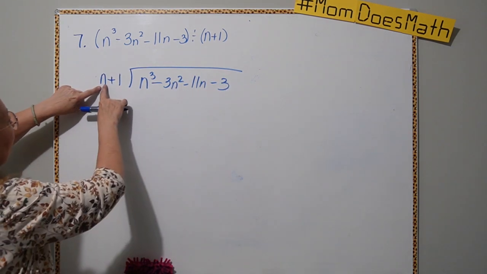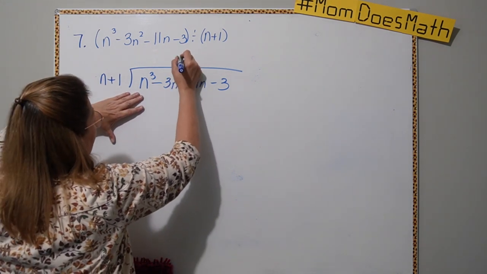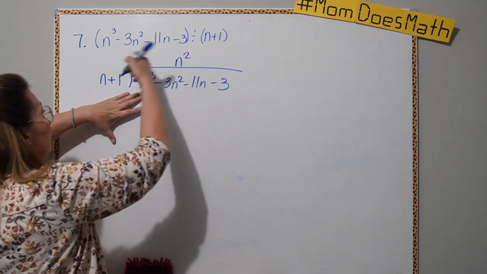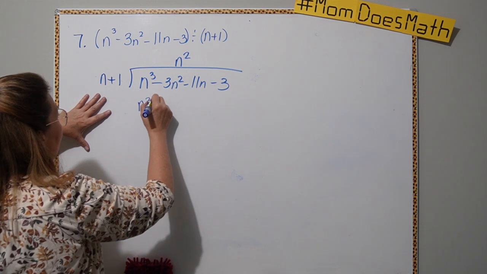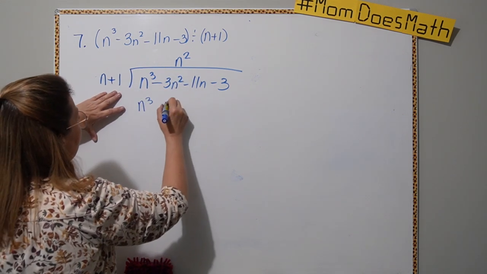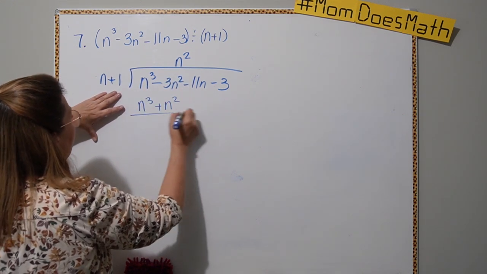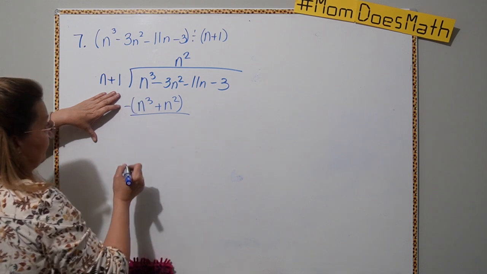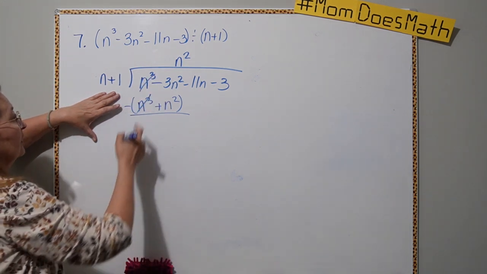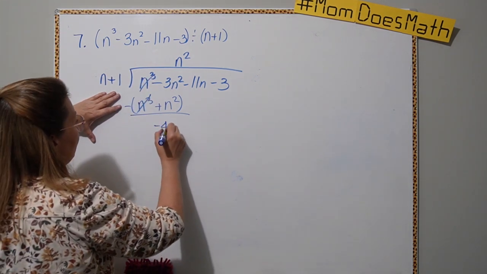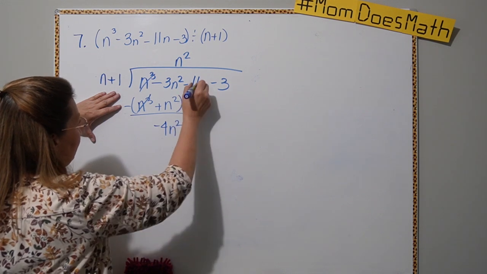So what would I multiply n by to get n to the third? Well, that's n to the second. N to the second times n is n to the third. N to the second times 1 is n to the second. Okay? And we are subtracting. These two subtract out. Negative 3 minus 1 is negative 4n to the second.